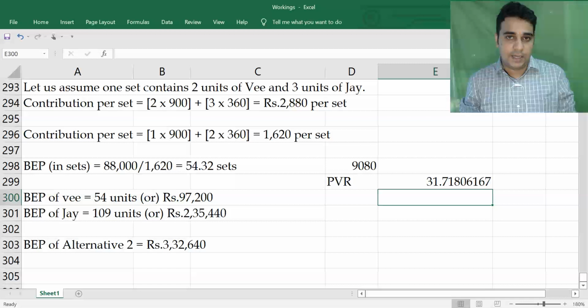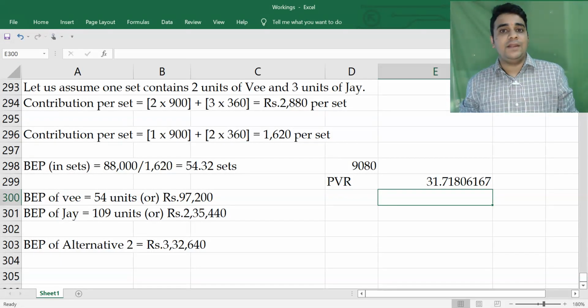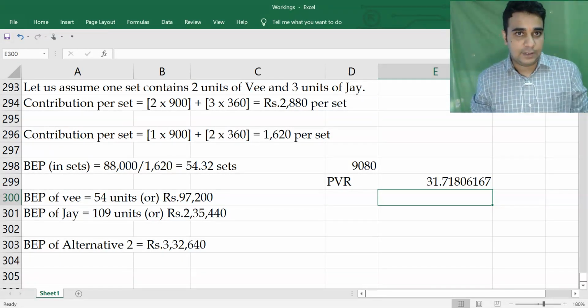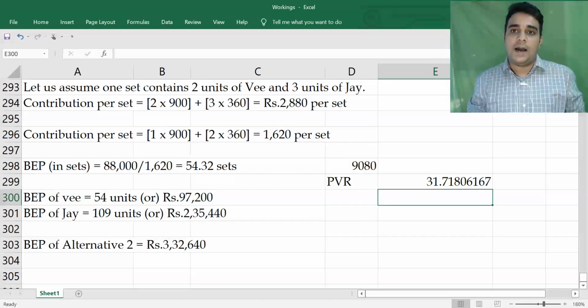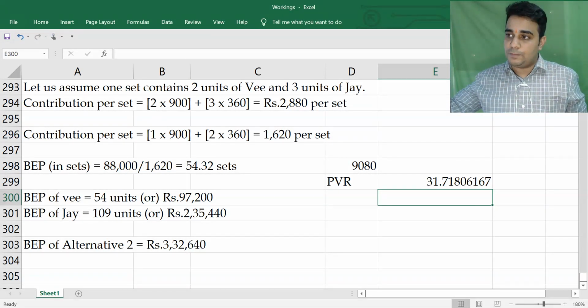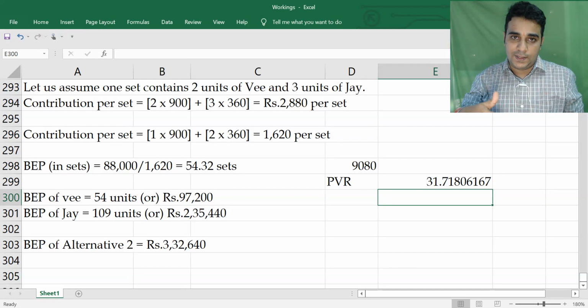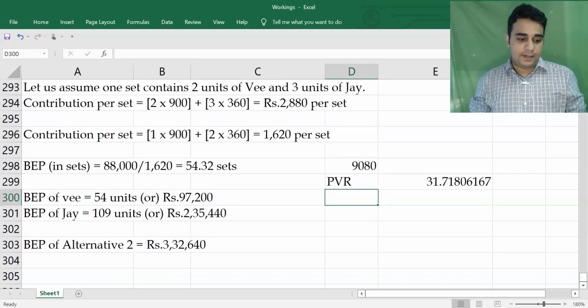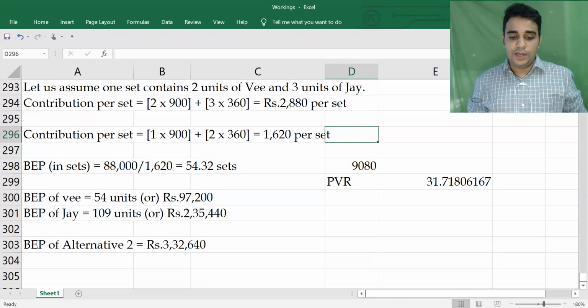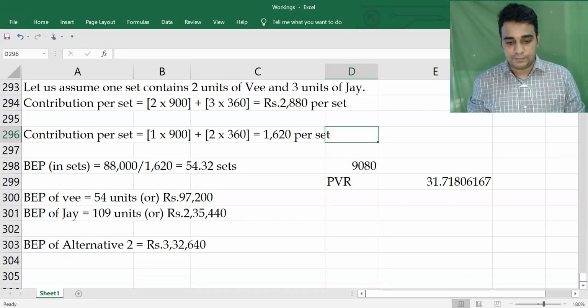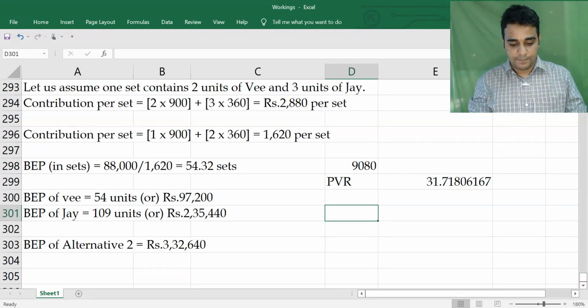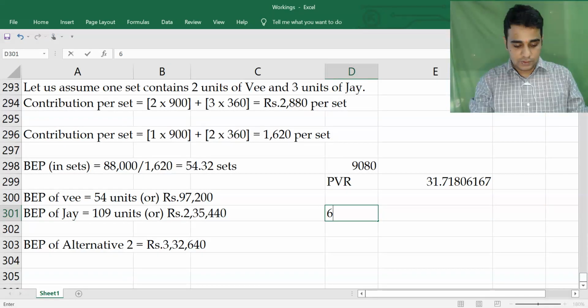You could have gone with the composite PVR. That could have helped us in getting to know the answer. First, you will have to calculate the contribution per set divided by the overall sales. Second alternative, what is the value of sales, 1V and 2J put together? How much? 6120.